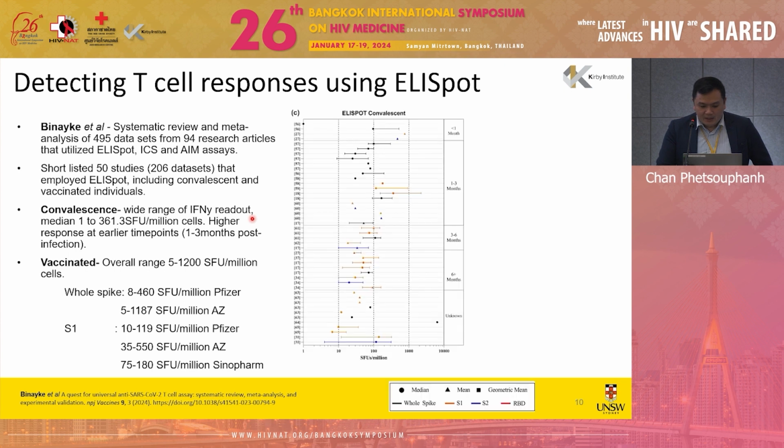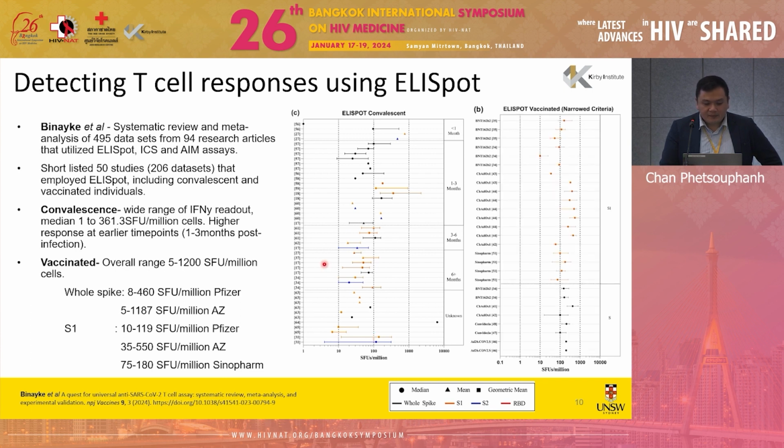So with convalescents, because it's many studies, some studies show you medians, mean, or geometric mean, and then some studies use the entire spike, or just S1, S2, or RBD. But you can see overall that there were higher responses, and this is just interferon gamma ELISpot, at the earlier time points of convalescence. So the higher ELISpot forming units were within 1 to 3 months post-infection, and then it drops a little bit following 3 months. And then with vaccination, the ELISpot response is higher.